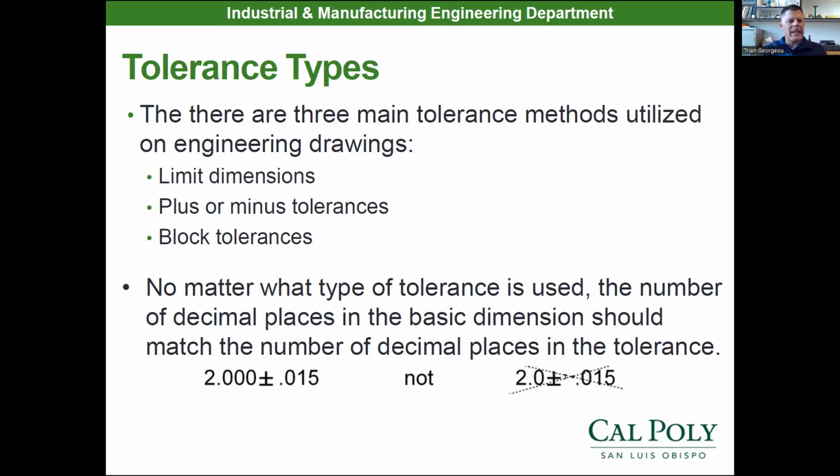So now, in order to get to those types of fits, we have to have a tolerance on the dimension there. So there's really 3 main tolerance methods on engineering drawings. Hopefully you learned that in your 129 or 130 class at some point. So we have the limits dimensions, we have the plus or minus tolerances, and then we have the block tolerances. But no matter what type of tolerance you have, your nominal dimension must match the amount of decimal places your tolerance has. So what I'm getting at, if it's plus or minus 15 thou, you have to have 2.000, 3 decimal places if you have a 3 decimal place tolerance.